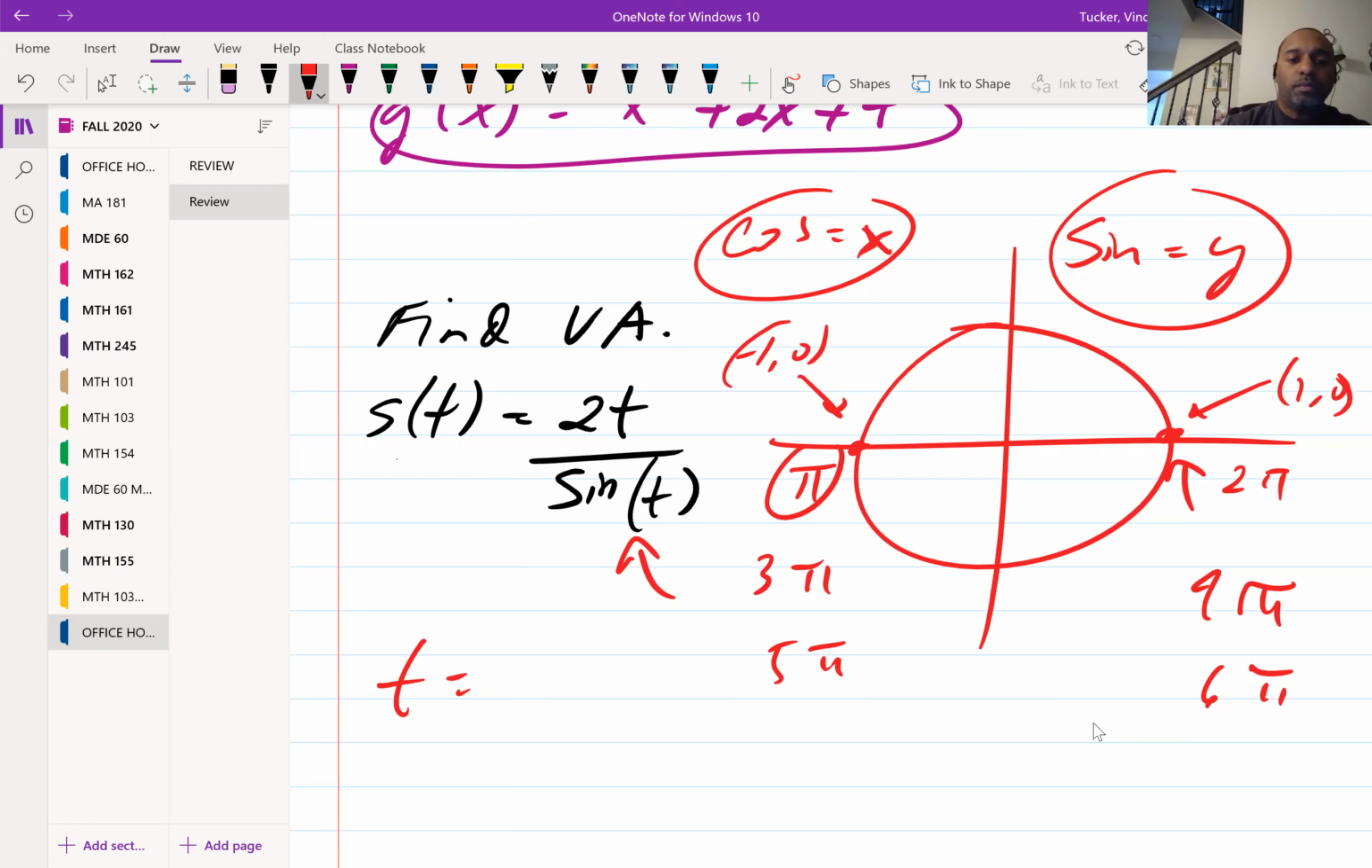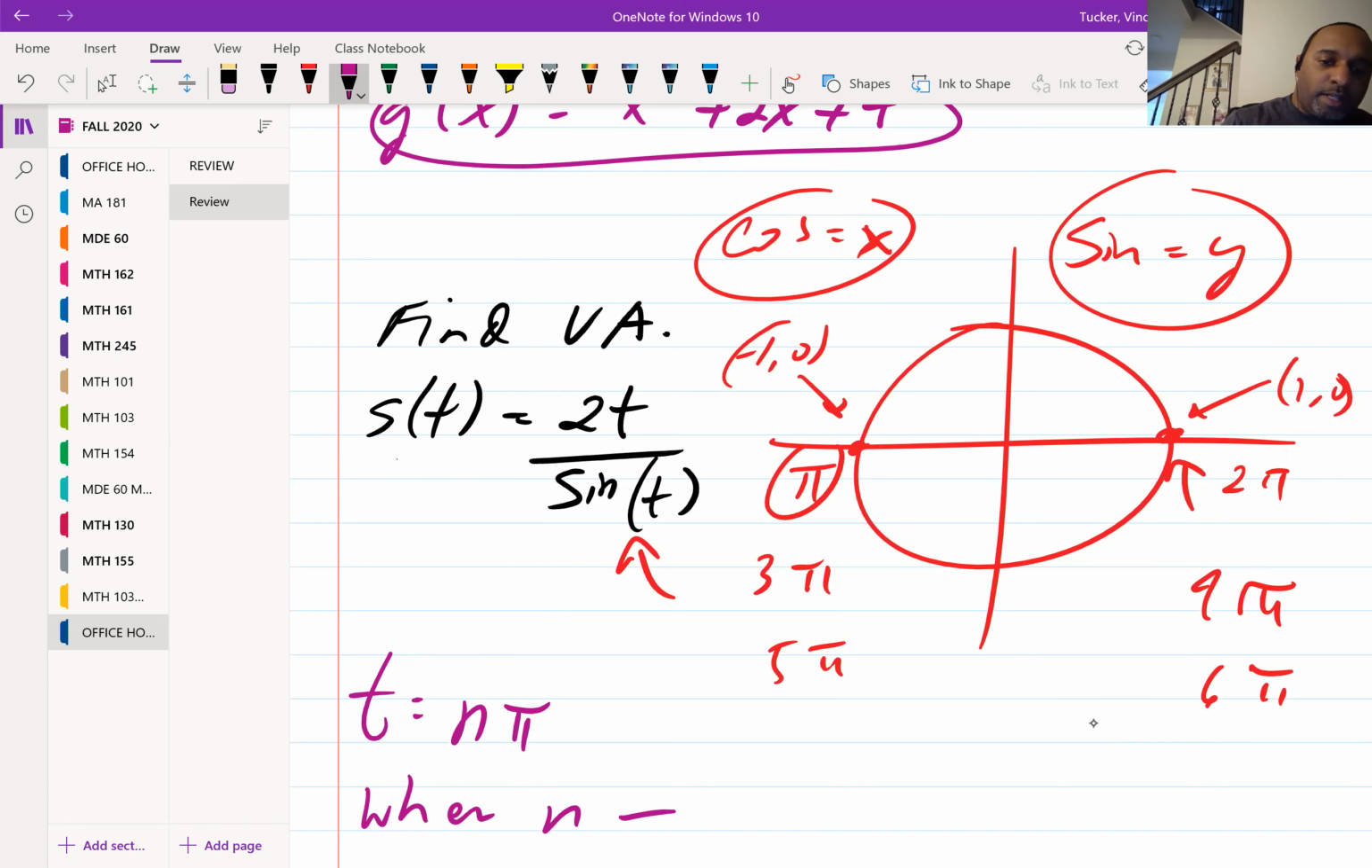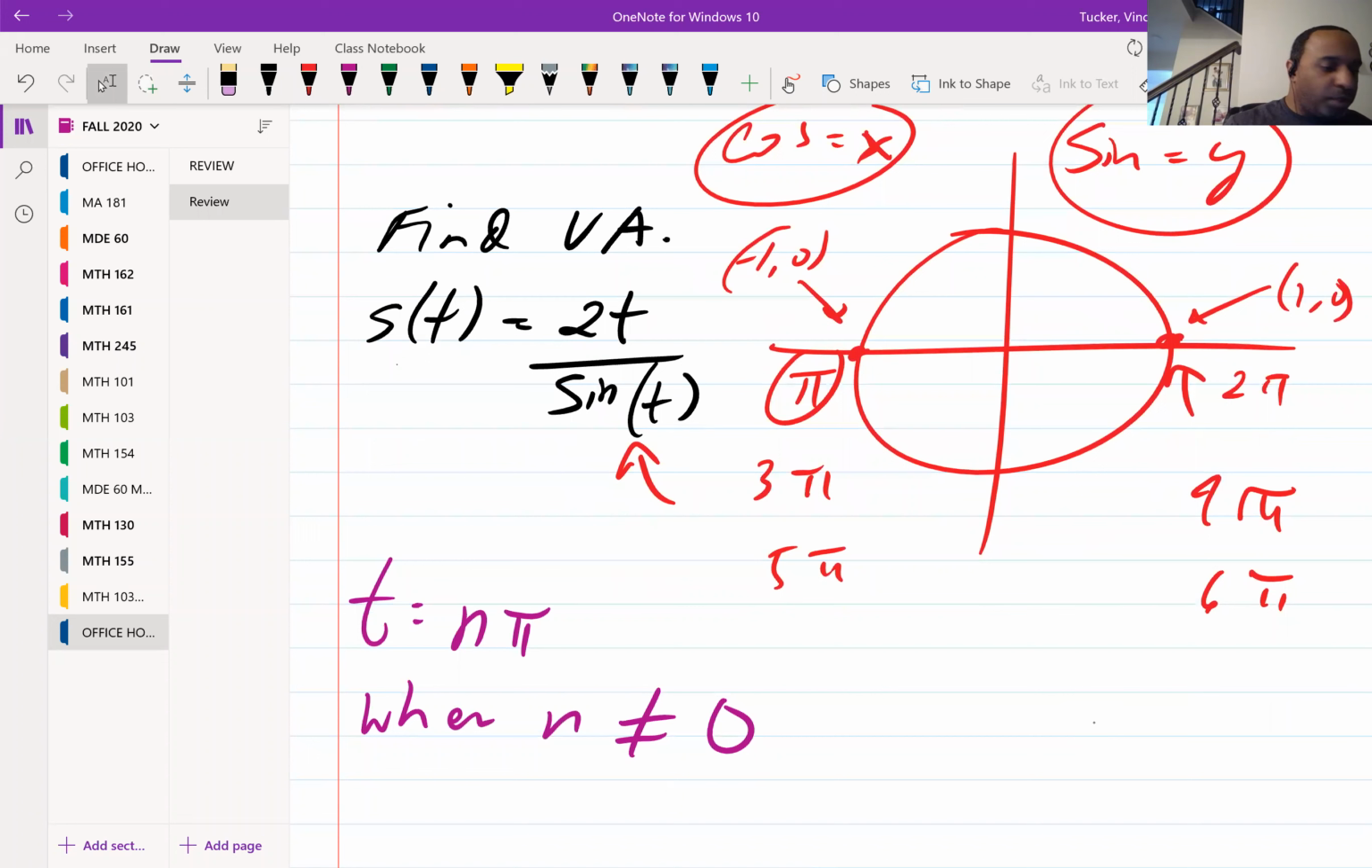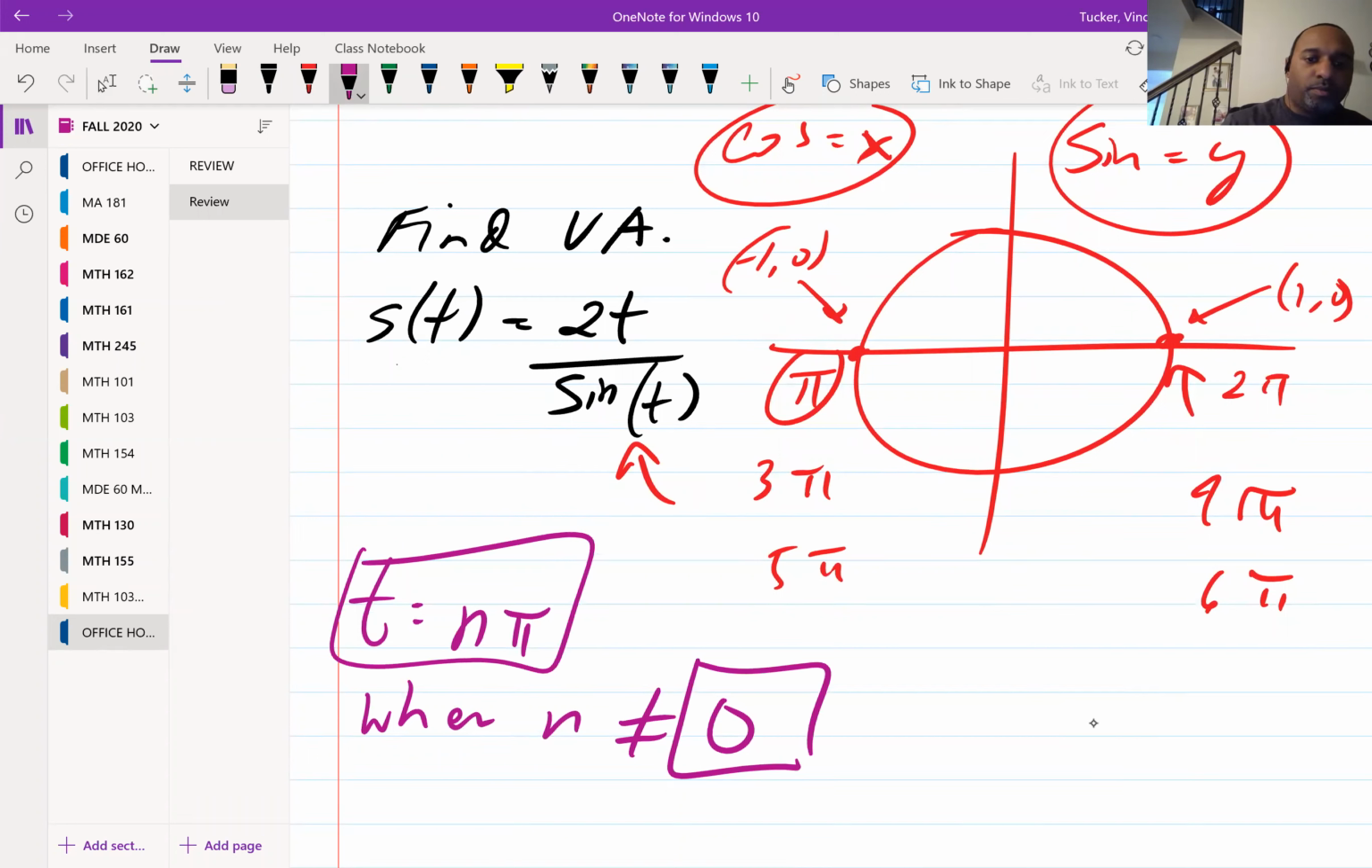So we see the best way how they want you to answer this. You write t is equal to n pi, where n is not equal to 0. So that's what you would put in the box, and this would be in the other box.